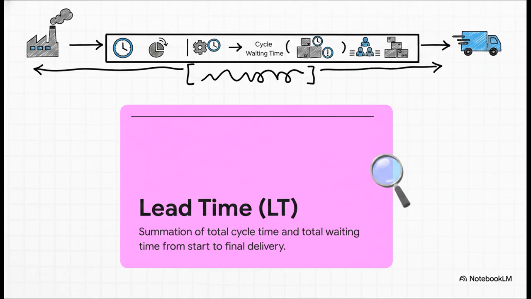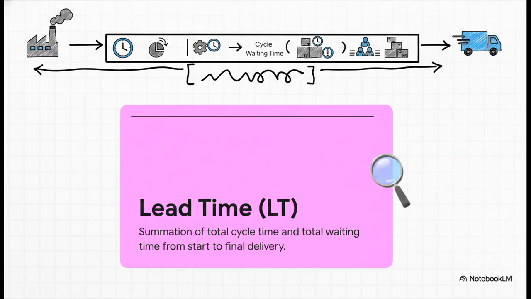Lead time is the total cycle time plus the total waiting time. It represents the entire duration from the moment a process starts until the final delivery to the end user. Lead time is almost always significantly longer than cycle time because it accounts for all the delays, the handoffs, and the inventory just sitting idle.